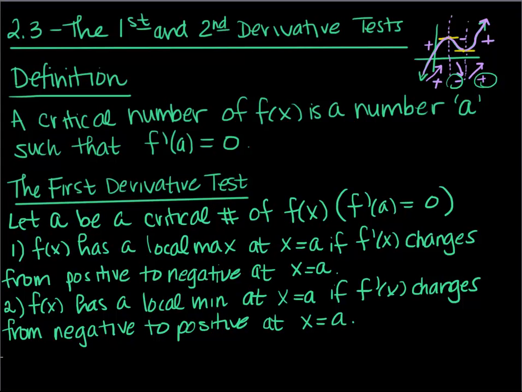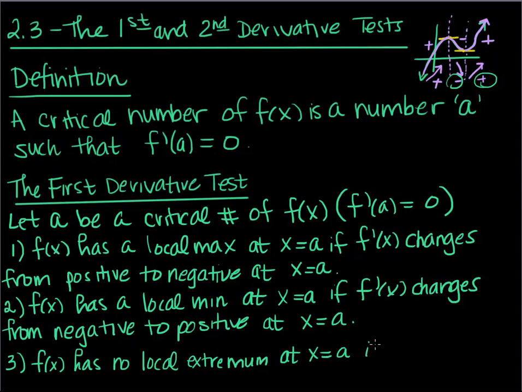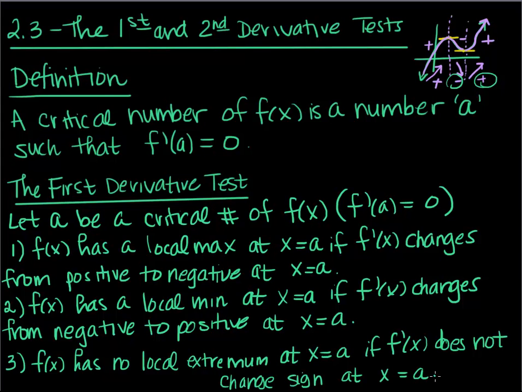So if there's no change, f of x has no local extrema. That just means local max or min, or local extremum. At x equals a if f prime does not change sign. Okay, so what does that mean? We don't have a local extremum. Let's say if f prime stays positive or if it stays negative, we don't have a local extremum.